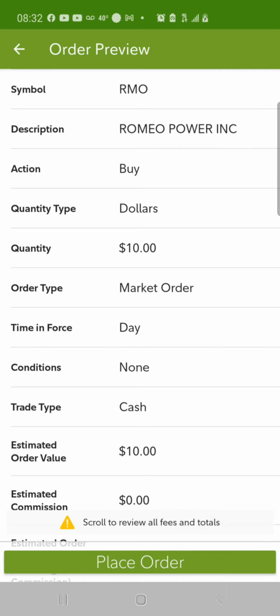Then in my Fidelity account, we purchased ticker RMO, Romeo Power Inc. This is just a new merger from a SPAC company. This is something I already hold that I've purchased long term. And this is going to be a swing trade here in Fidelity to try to increase the positions that I already have in this company.